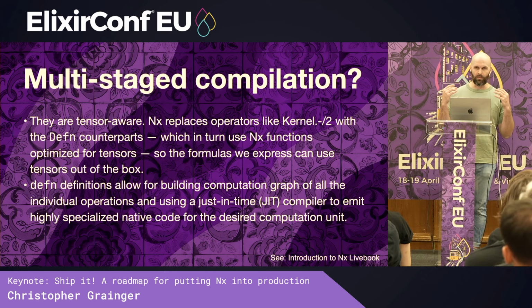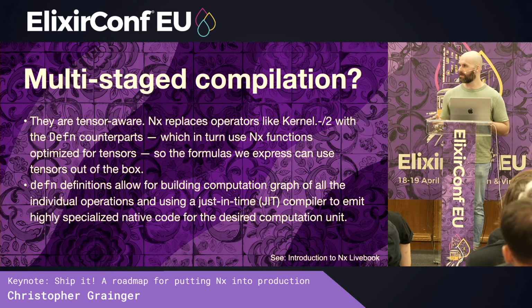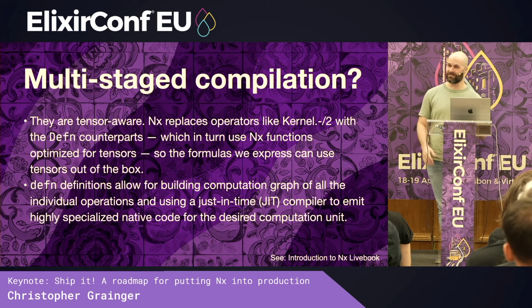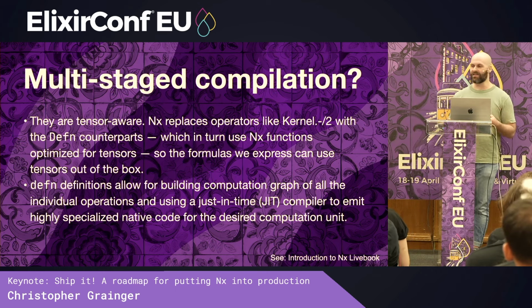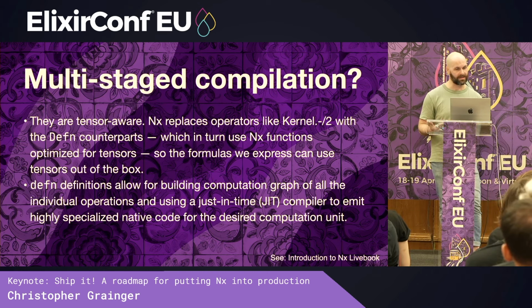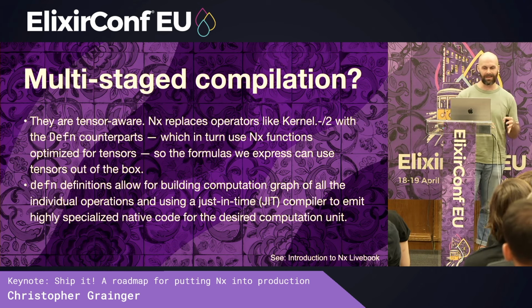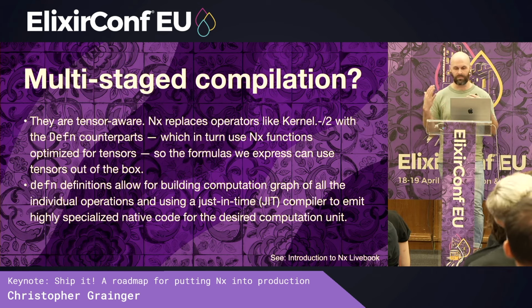So we have a separate thing called defn. Who here is familiar with the def macro? Put an N on it, and then what you can do is use a subset of Elixir, and those functions then become tensor aware. Right? So NX will replace the operators, like your kernel operators, with defn counterparts, which then use NX functions that are optimized for tensors. The definitions then allow you to build computation graphs of the individual operations, and there's a just-in-time compiler that emits native code for the desired computation unit, whether that's a GPU, TPU, CPU, whatever.